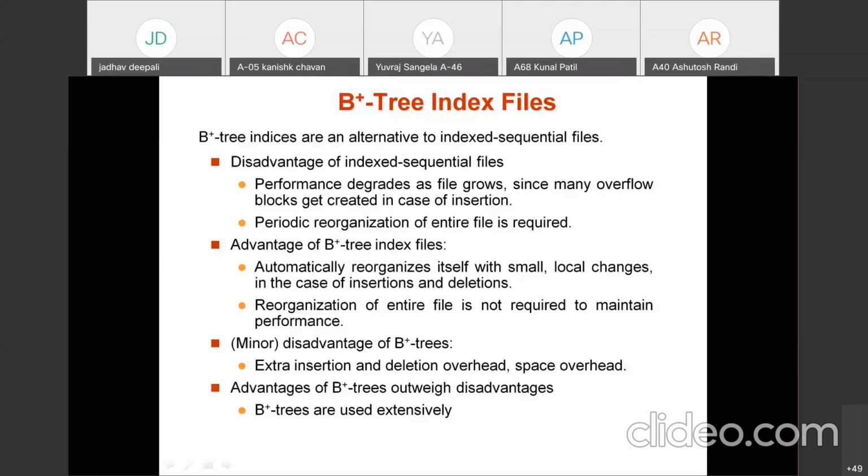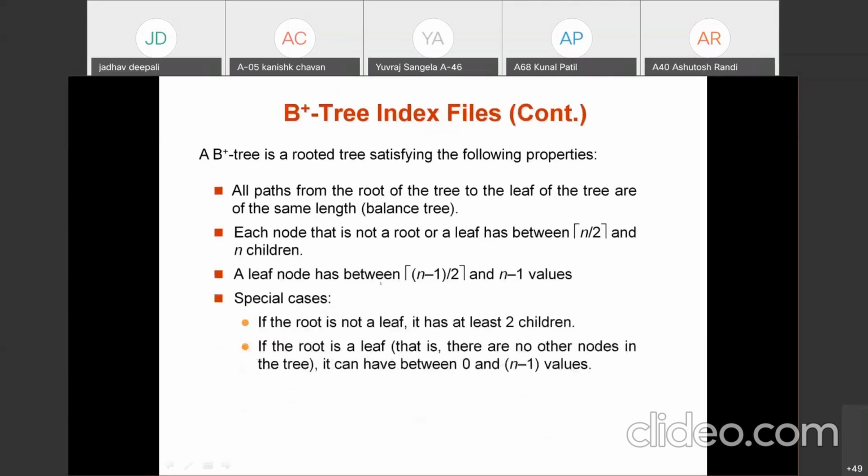Now, there is a minor disadvantage of B plus tree: extra insertion and deletion overhead, and space overhead in the case of the index. The advantage is that it is extensively used. I have already told you that many times the B plus tree index structure is used for indexing purposes. Now, the structure of B plus tree. So listen carefully and try to understand it. Then we will see how to draw the tree with a simple example.